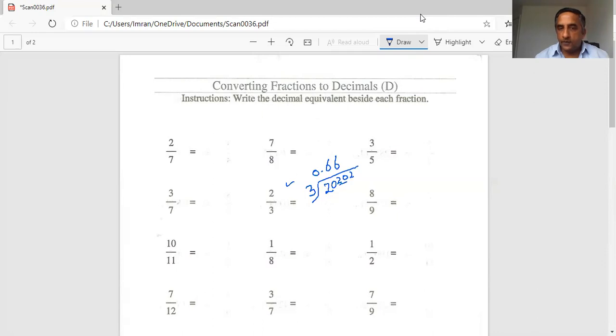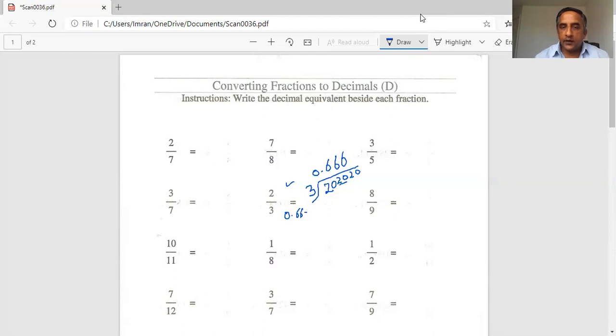So now 2 is obviously small and 3 is big. So what we do, we put 0 here again. Now it is 20 again. How many 3's can go on 20? 3 times 6 is 18. So we write 6 here, right? So it will keep on going. As you can see, 20, 20, 20. So it will keep on going like 0.66666.